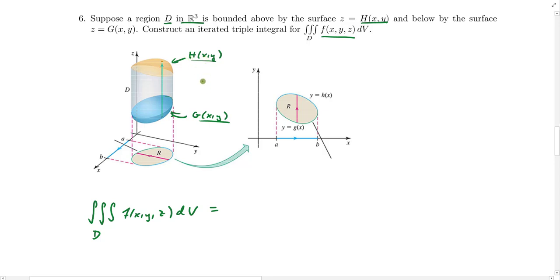Okay. Well, if we want to integrate this iteratively, one way we'll see this is since the top and bottom, the g values, those are given to us, the z values are given to us in terms of functions of x and y, we're going to integrate first with respect to z in this case. Okay? So our innermost integral is going to be from g of xy to h of xy of our function f of x, y, z, and we're going to do that with respect to z first. Okay? That'll be the innermost integral that we evaluate.